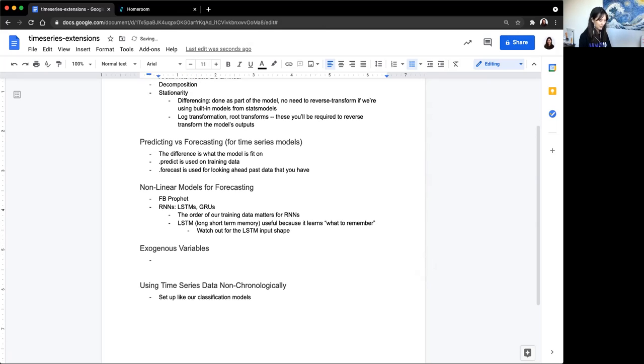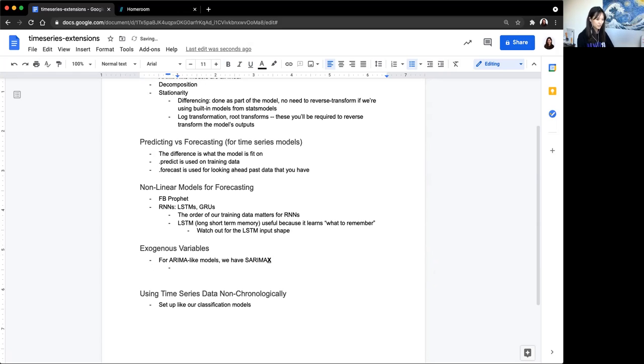So with our ARIMA-like models, we have SARIMAX. The X part is what we're focusing on here. X stands for exogenous, so the X is what allows you to consider exogenous variables. In SARIMAX, each exogenous variable is just treated as its own feature.